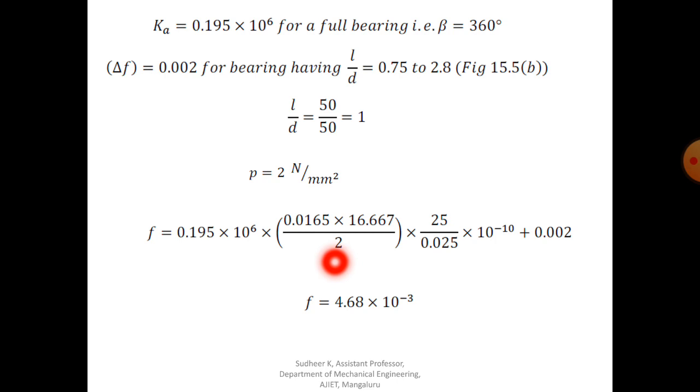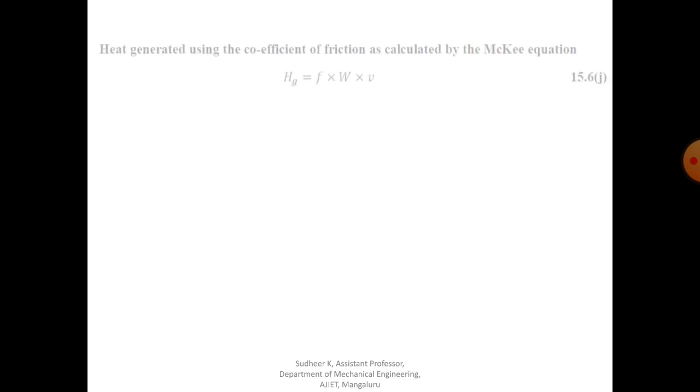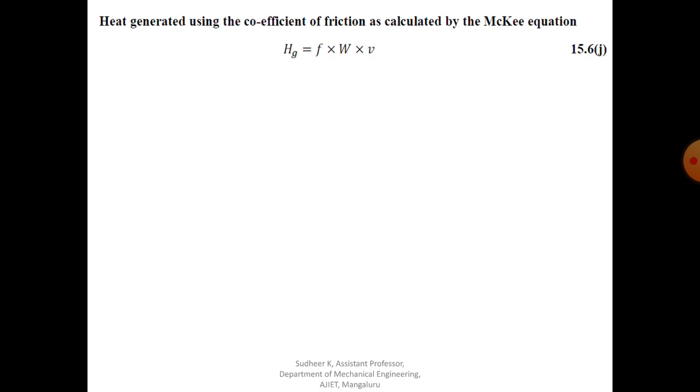P is nothing but bearing pressure 2, into R is 25, that is the radius of the journal, and C is nothing but the radial clearance, into 10 to the minus 10, plus 0.02. So the F value is always a dimensionless value, that is the coefficient of friction, and you will get 4.68 into 10 to the power minus 3. Once you get the coefficient of friction, easily you can calculate the power, what is the heat generated, using the coefficient of friction as calculated by Mackey equation.